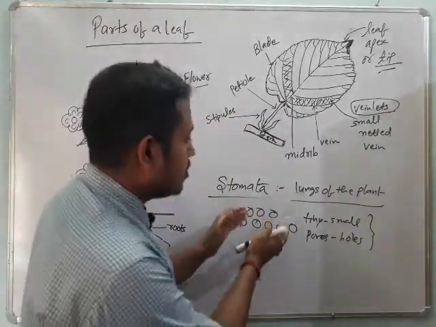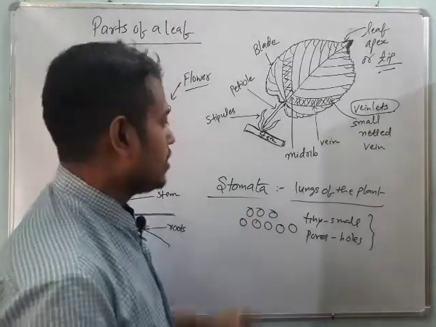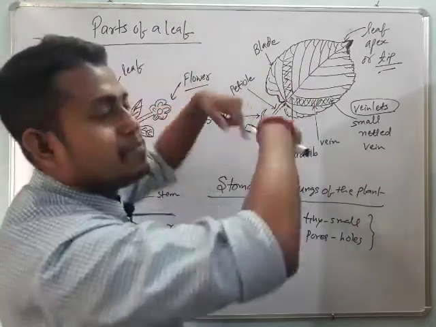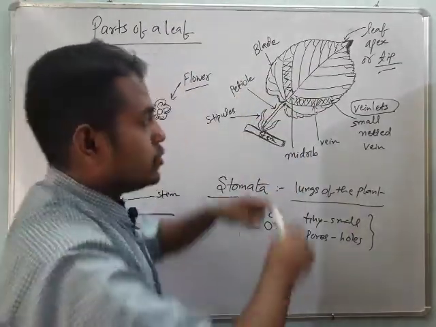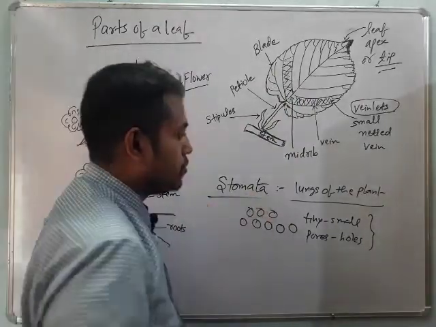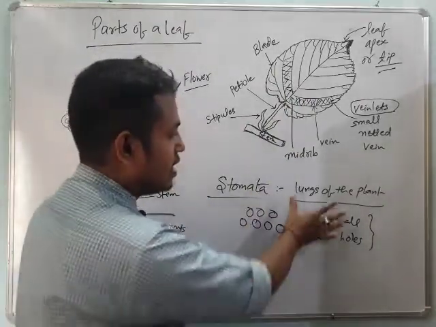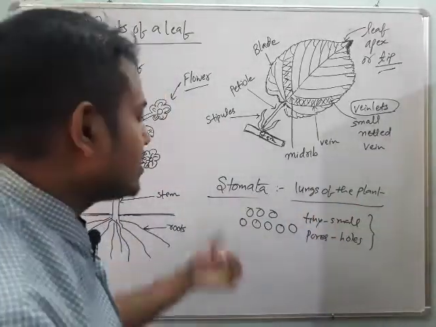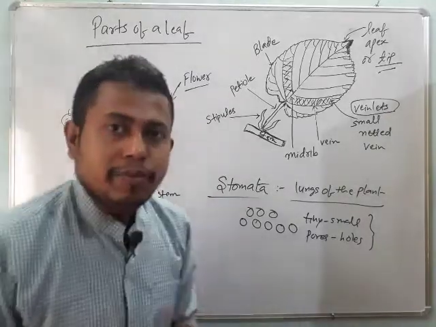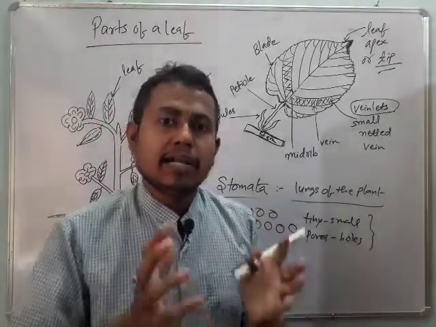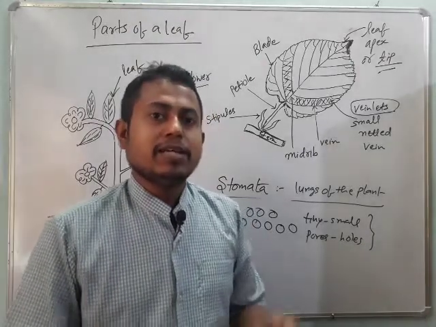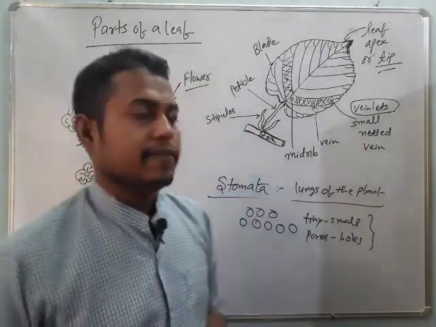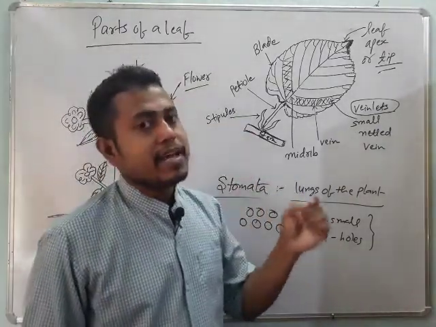So these small holes, what do they do? What is the work of that? See, the outer surface of the leaf has many tiny pores, and those tiny pores are called stomata. In other words, you can say lungs of the plant. What is the function of stomata? Stomata enable carbon dioxide to enter into the leaf.